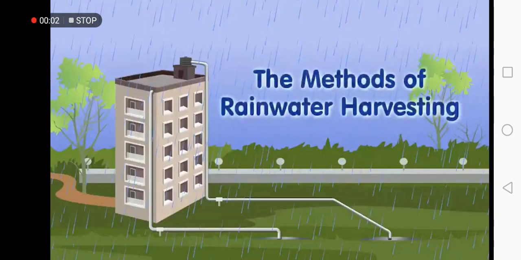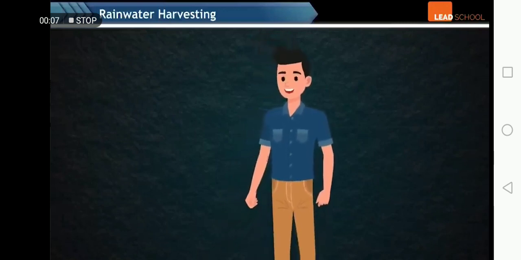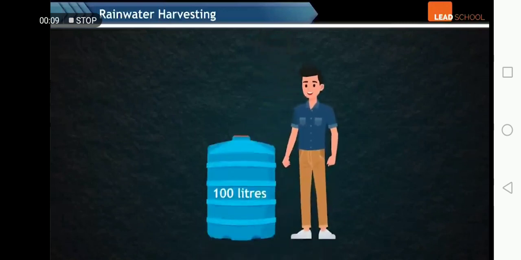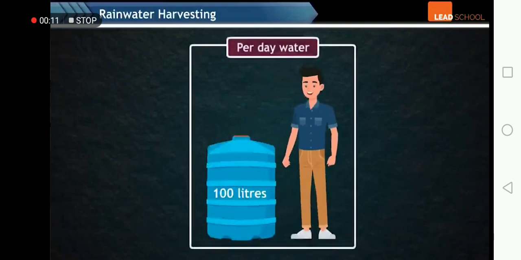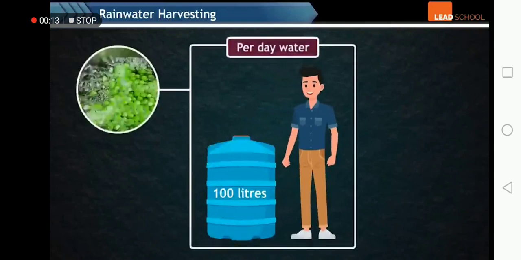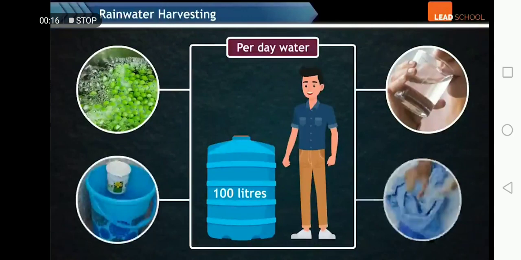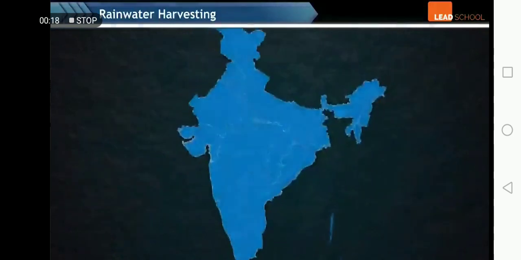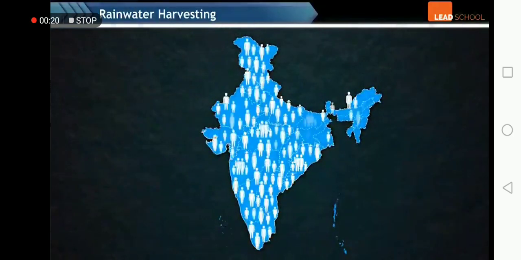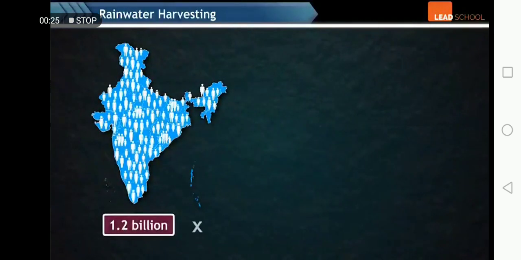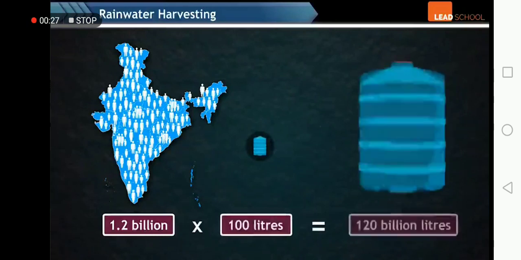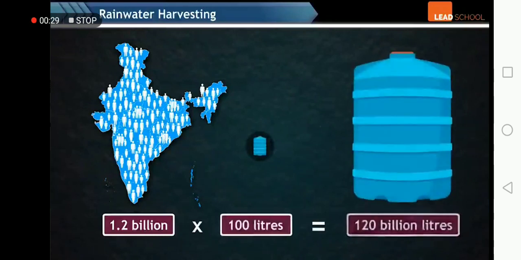The methods of rainwater harvesting. On an average, a single person needs more than 100 liters of water per day for their basic needs like cooking, drinking, bathing, and washing. Now, think about the population of our country for a moment. Yes, it is 1.2 billion. So, we need 120 billion liters of water every day to fulfill our basic needs.